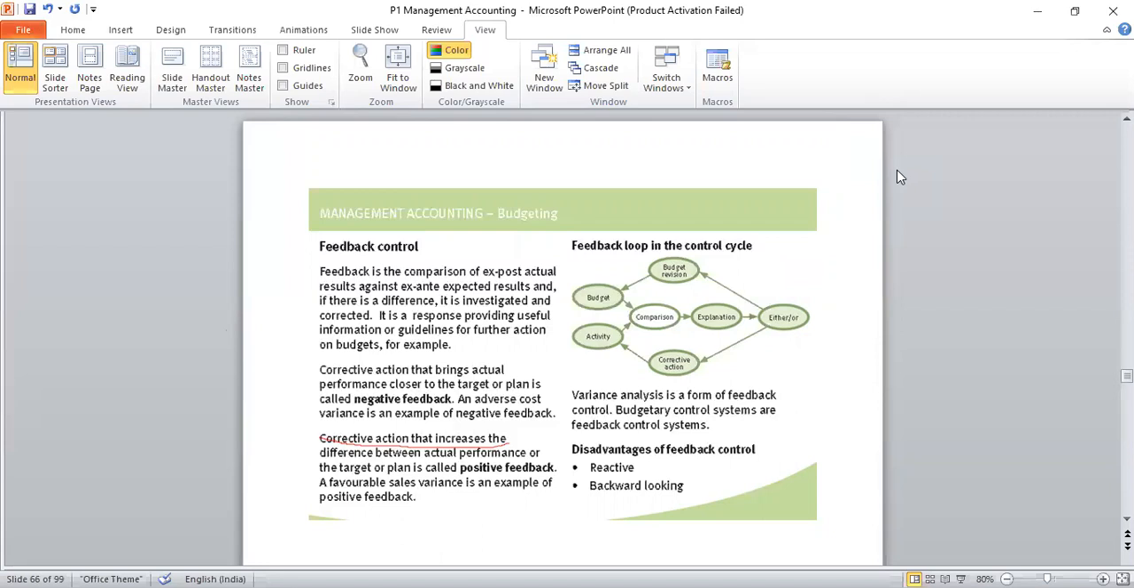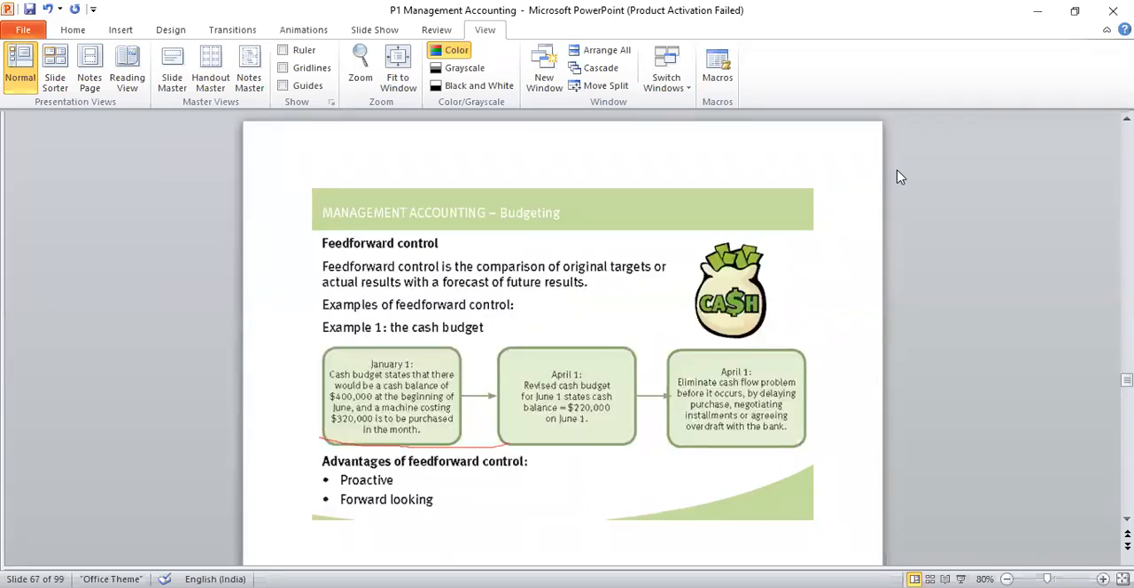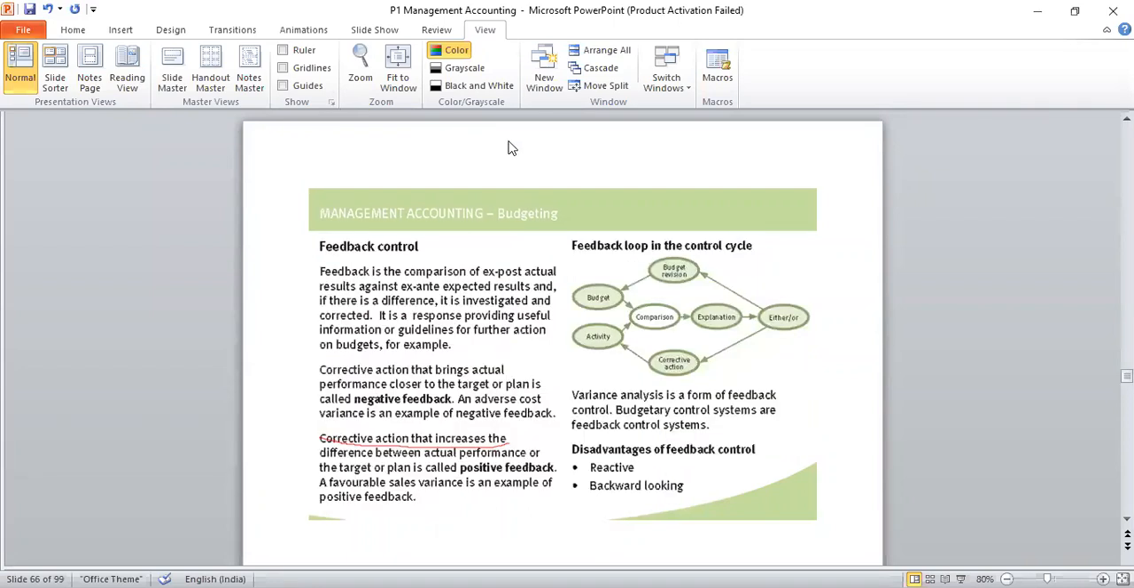Then we have feedback controls and feed forward controls. So let's see what are feedback controls and feed forward controls.